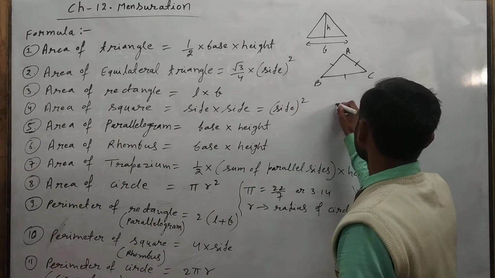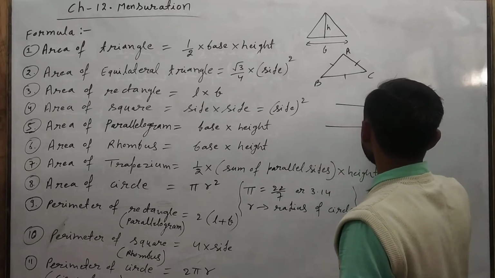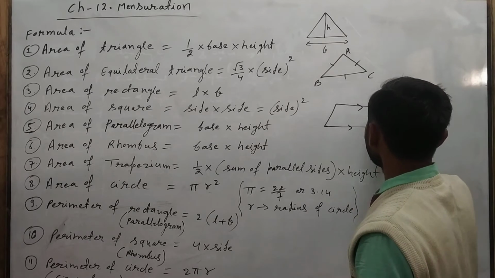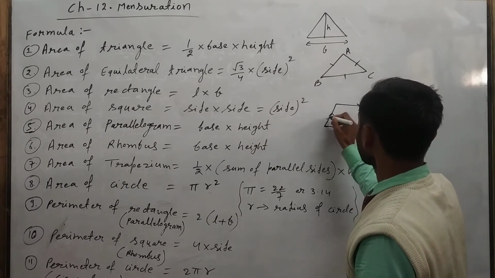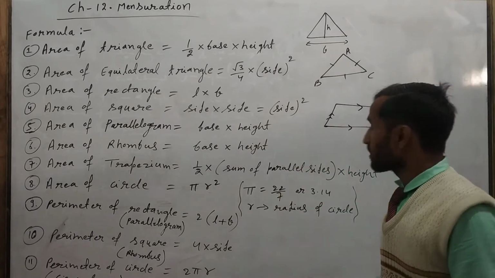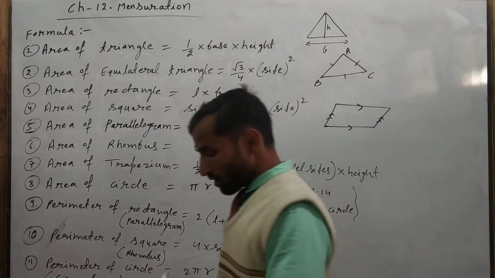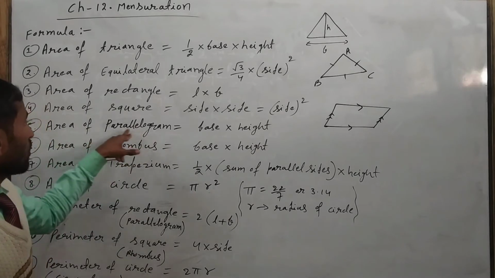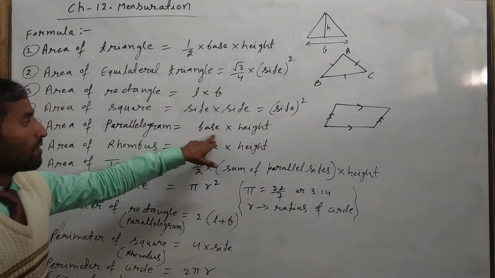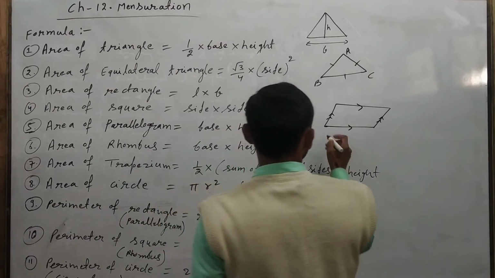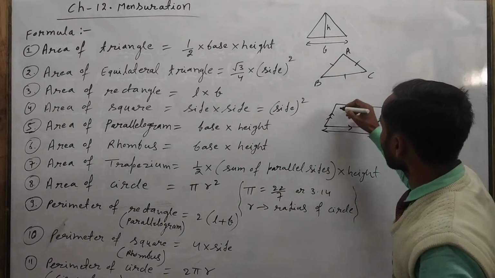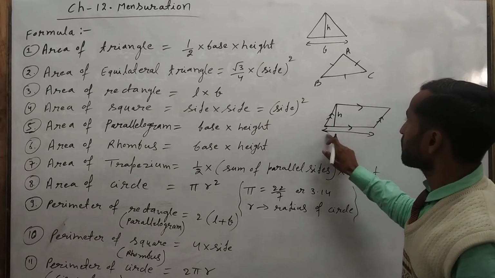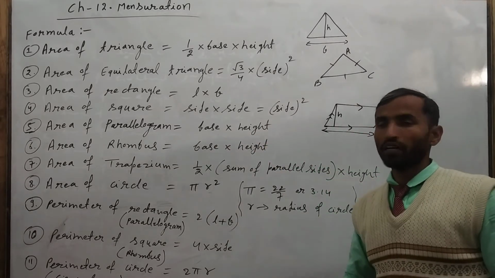Now next, how will we find the area of a parallelogram? Parallelogram means a quadrilateral in which two pairs of opposite sides are parallel. So this one is parallel and this one is parallel to each other. This is called a parallelogram. In a parallelogram, opposite sides are equal and opposite sides are parallel. For the area of parallelogram we will use this formula, base into height. Base means the corresponding base, and the height h will be given. So b into h gives the area of parallelogram.